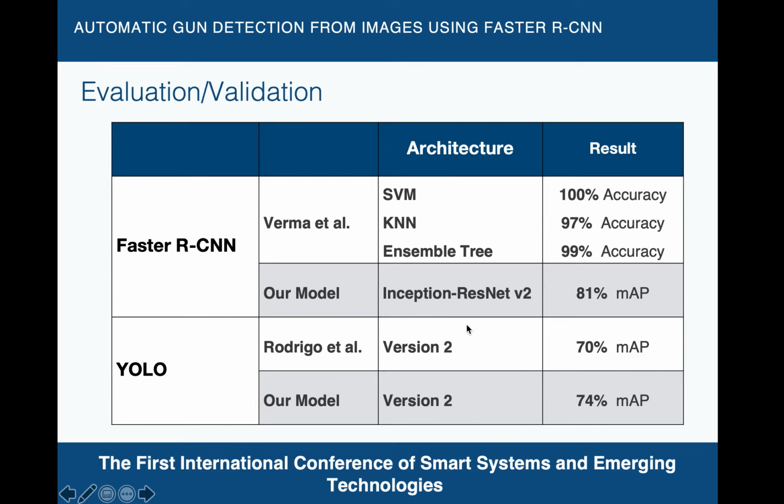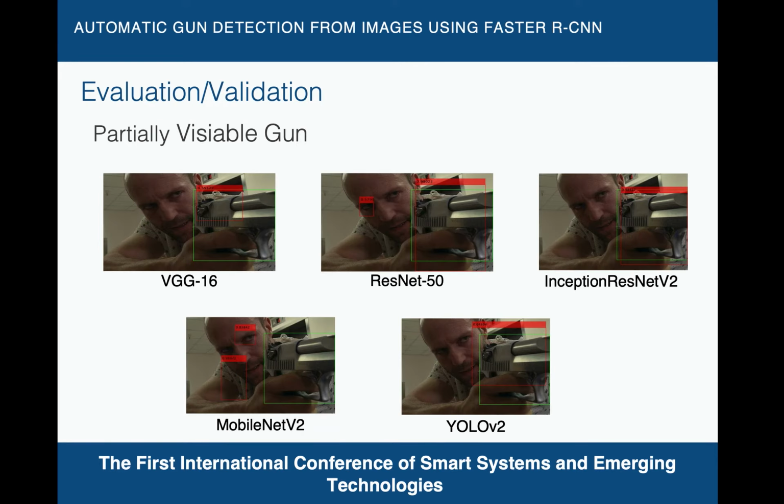Comparing our result with previous work done in the field, we can see that Verma and the others experimented with the classifier part of the architecture and obtained these results, whereas we experimented with the feature extractor part of the architecture and obtained this result. Our implementation of the YOLO model achieved 47% mean average precision rate, which is higher than the mean average precision rate achieved by Rodrigo and the others.